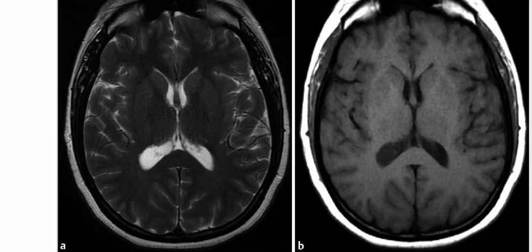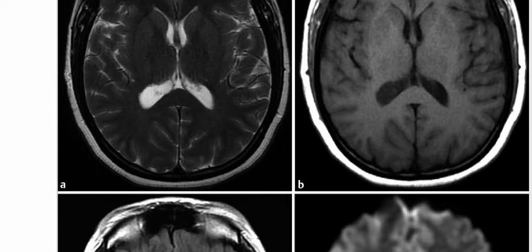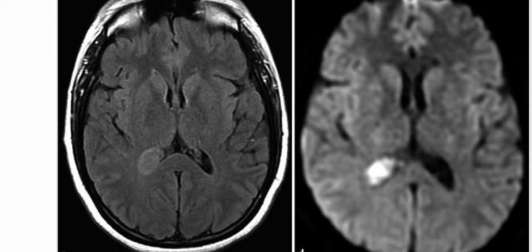So this is the case of a 47-year-old woman who has presented with headache, and these are the axial T2 and T1 weighted MRI sequences. They show a very subtle cystic lesion in the atria of the right lateral ventricle, and this lesion is isointense to CSF on T2, and iso to slightly hyperintense on T1. These are the FLAIR and DWI images, and they show increased signal within this lesion.